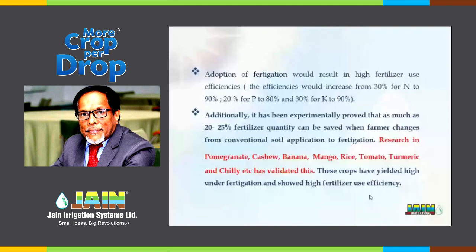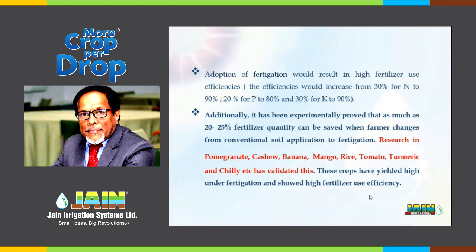The efficiencies would increase. Now, additionally, it has been experimentally proved that some 20-25% of fertilizer can be saved, which you saw. Research in pomegranate, cashew, banana, mango, rice, tomato, turmeric, and chili have validated some of these findings. Tomato, you saw there is a variety of tomato that can yield even higher, provided you give more fertilizer. So that's why I'm just summarizing it. High yield, lower fertilizer use, and high fertilizer efficiency.